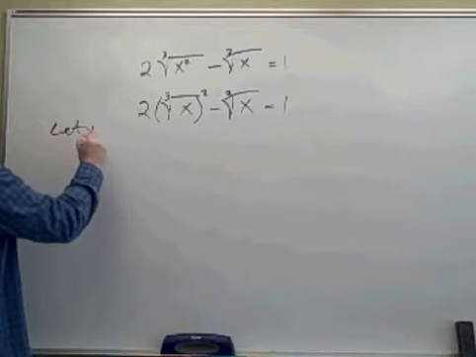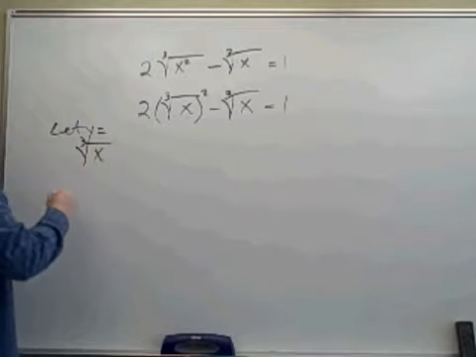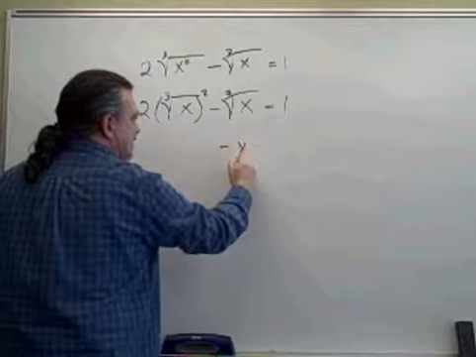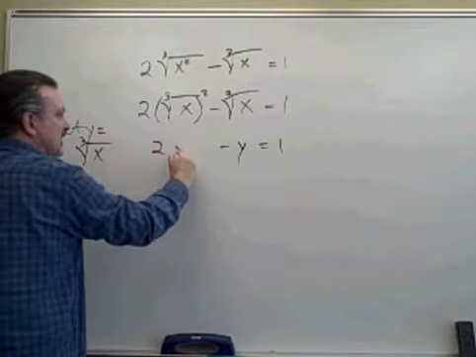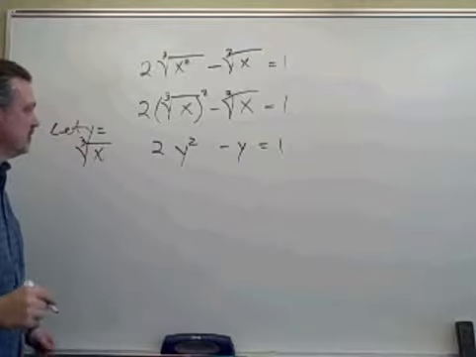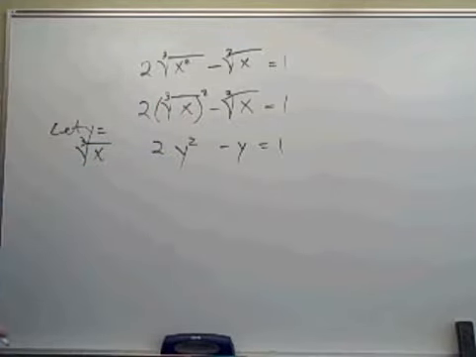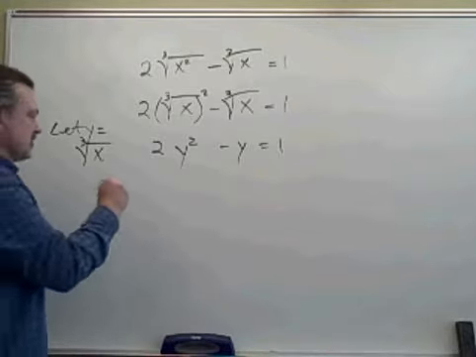Let's let y equal the cube root of x. So then this term would simply be minus y, and this term would be 2y squared. See? I'm putting y in place of the cube root of x. And now I've got just a nice quadratic equation I can solve.